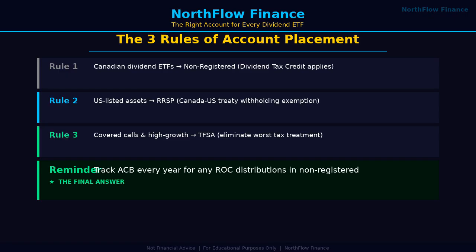Rule 2. U.S.-listed assets belong in the RRSP. The Canada-U.S. treaty withholding exemption is a guaranteed, permanent return enhancement that only applies in an RRSP. Rule 3. Tax-inefficient assets, covered call ETFs, high-growth positions, belong in the TFSA. Maximize the value of your tax-free room by sheltering income that would otherwise face your highest marginal rate.